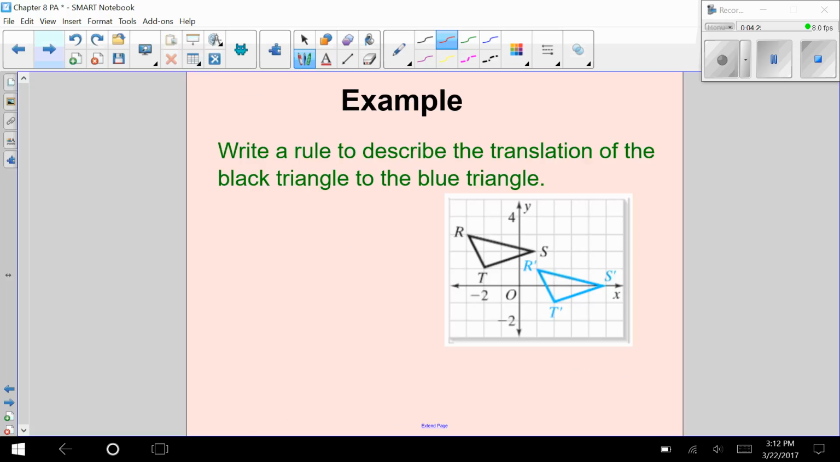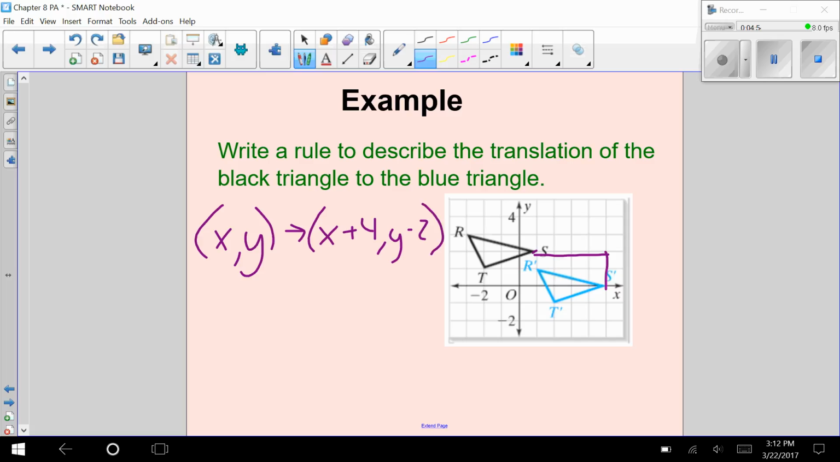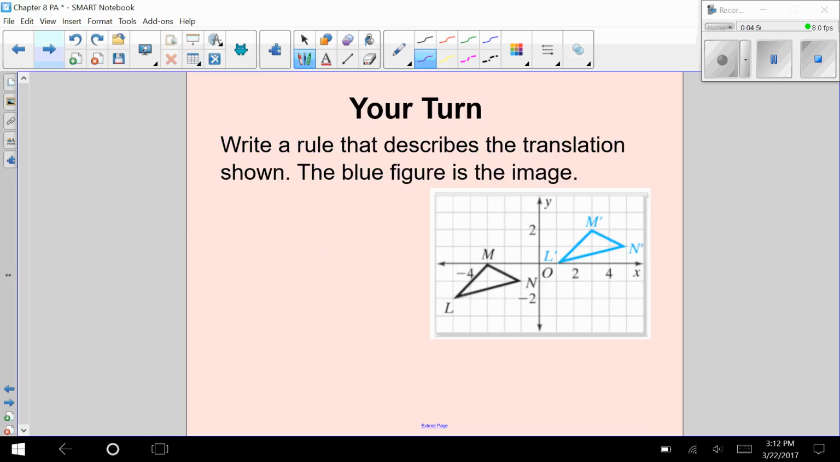So let's try writing a rule. We're going to translate from the black to the blue. From the black, I can pick any point. I'll start with S. Let's see how far over I move. I move 1, 2, 3, 4, and down 2 to get to S prime. The first part is always (x, y) with an arrow. For x, I move 4 to the right, so it's x plus 4. For my y, I moved down 2, so it's minus 2. And there we have our rule.